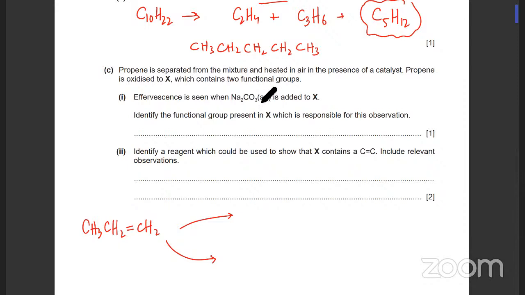It's oxidized to 1 molecule actually, not 2. They're saying it just gets oxidized to X. And X reacts with Na2CO3. So who reacts with Na2CO3? What functional group does Na2CO3 react with? Which functional group is confirmed by this? Acid. It's a carboxylic acid.